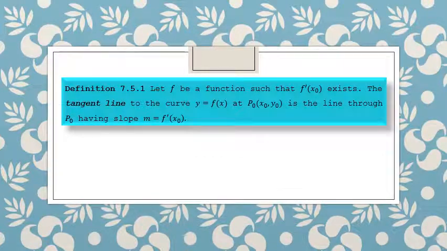So here, first definition's geometric interpretation of the derivative is the tangent line. So let f be a function such that f prime of x sub O exists. The tangent line to the curve y equals f of x at the point P sub O, having the coordinates x sub O and y sub O, is the line through P sub O having slope, okay, so ito yung slope na tangent line natin, m equals f prime of x sub O.